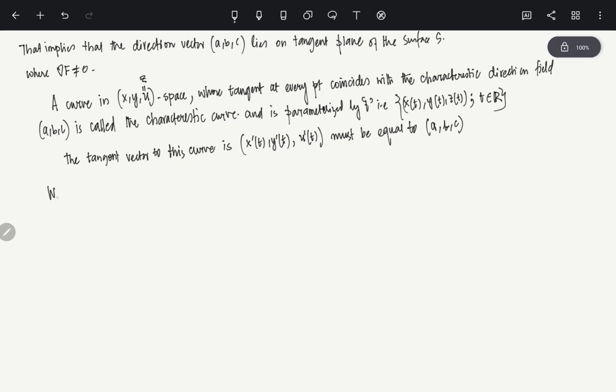Therefore, we end up with a system of ODE.